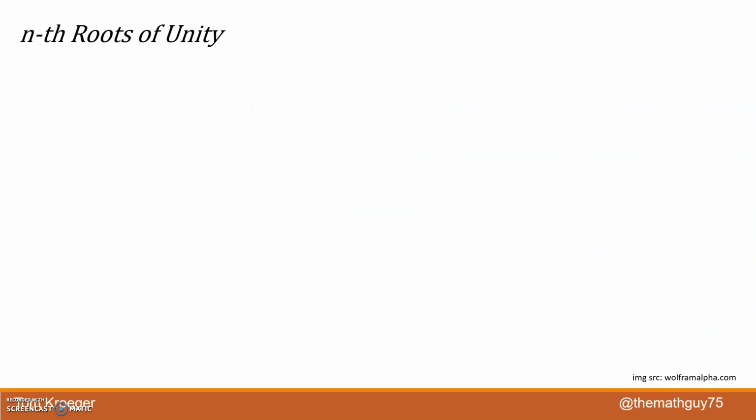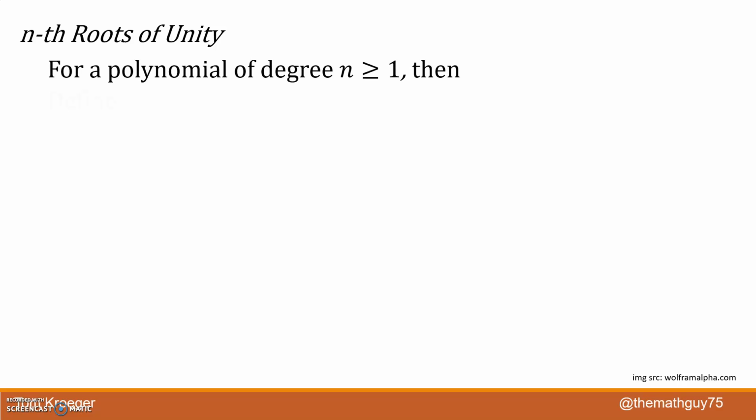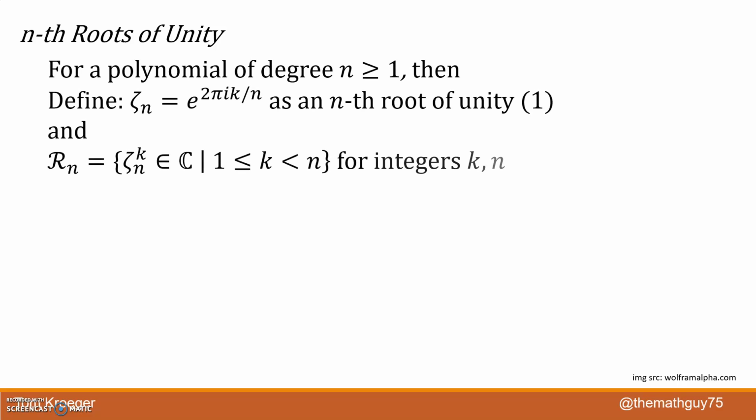Okay. So we can define nth roots of unity. If we have a polynomial of degree n greater than or equal to 1, then zeta sub n is equal to e to the 2 pi i k over n, an nth root of unity, meaning the roots of 1. And then R sub n is the set of all those zetas in the complex field where k is less than n and both are integers greater than 1.